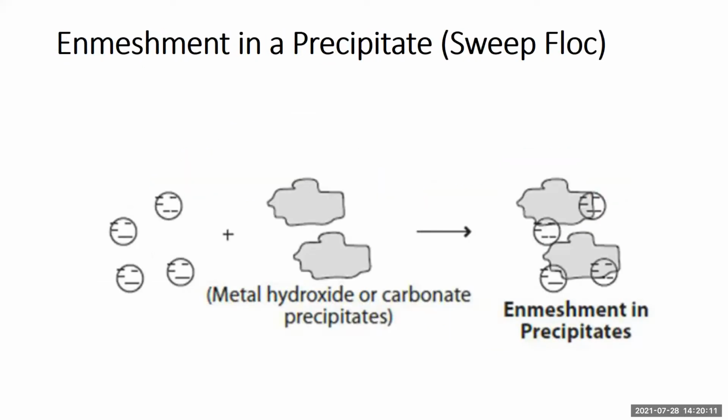Enmeshment in a precipitate, sweep floc. When metal coagulants are added to water, precipitates of metal hydroxide or metal carbonate form, depending on the dosage and the water chemistry. But these particles can enmesh into the amorphous precipitate known as coagulant flocs. So they join up with the negative charge and mesh together.